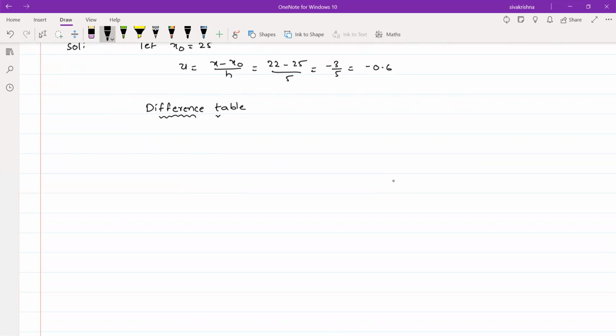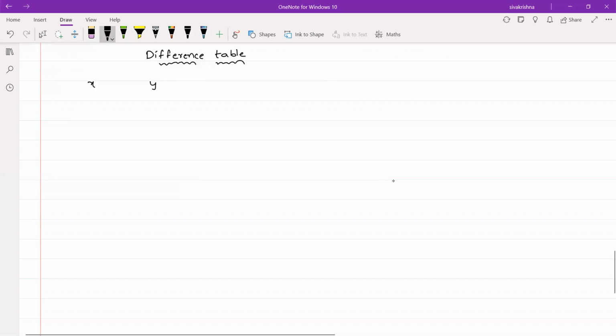Okay, in the first column we have to write the values of x. After that we have to write the values of y. So first I am writing the values of x. The x values are 20, 25, 30, 35, 40 and 45. These are the x values. The corresponding y values are 354, 332, 291, 260, 231 and 204. These are the corresponding y values.